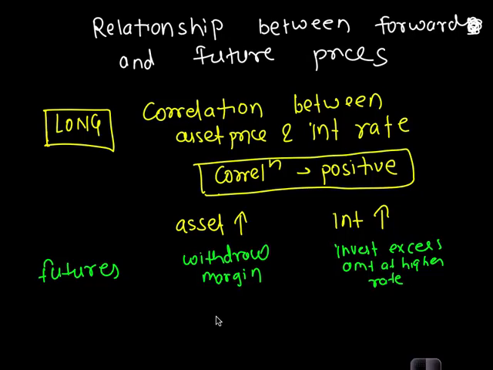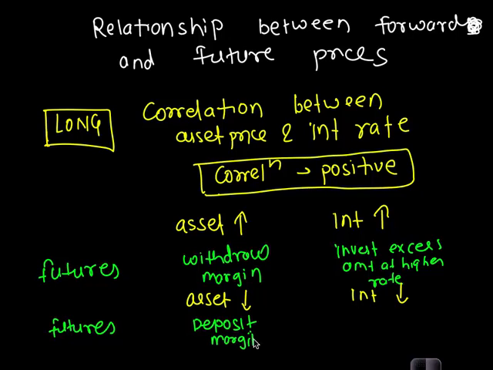Now if asset price goes down and interest rate also goes down, because again the correlation is positive. Again we are in futures. So this time we will have to deposit margin. But because interest rate is lower, we will get to borrow at a lower or cheaper rate. And in both the cases we can clearly see that futures have a benefit and therefore preference would be for futures contract.